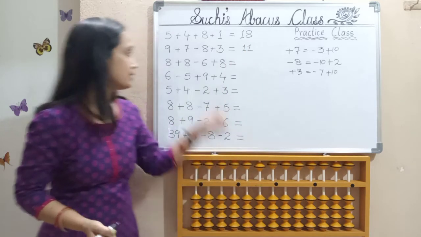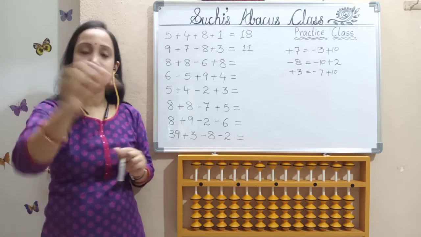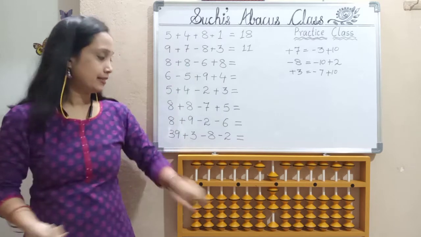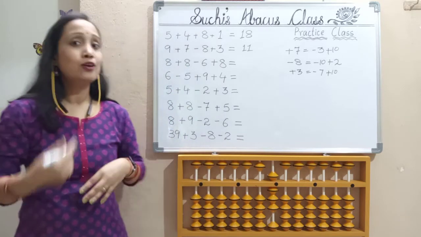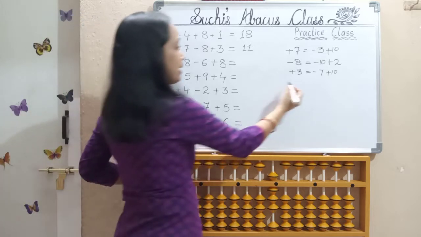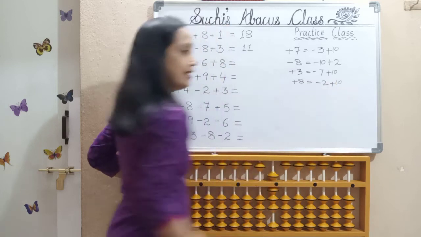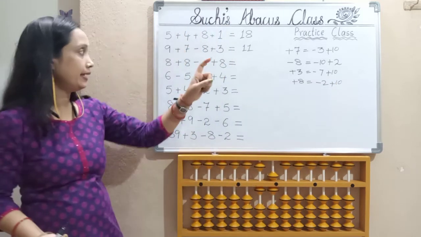Next, give me your abacus. Next one, add 8. Combination for 8. 5 and 3, pinch in. Next, again add 8. I don't have 8 here. Directly go for formula. Formula for 8. Add 8 is equals to less 2, add 10. 8's friend 2 should go out, 10 should come in.